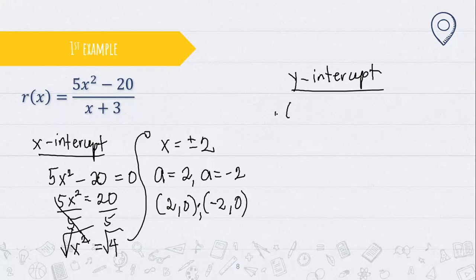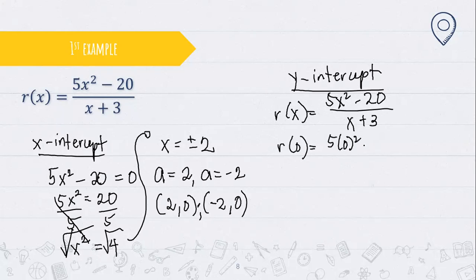So, r of x is equal to 5x squared minus 20 all over x plus 3. So substitute x with 0. That would be r of 0 is equal to 5 times 0 squared minus 20 all over 0 plus 3. O, alam nating 0 na yan kasi 0 squared is 0 times 5 is 0. O, 0 itself is 0. So ano yung natira? So we have negative 20 over 3. So that is our B.